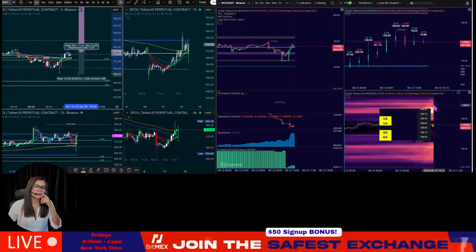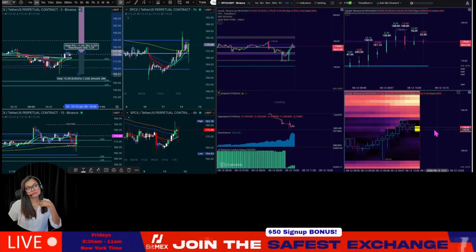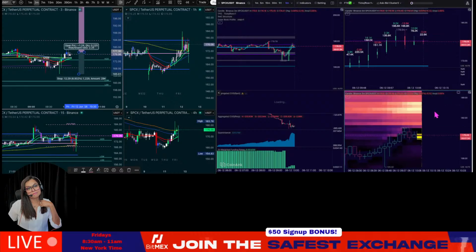Look at all that liquidity. All these guys that went short are all the way up here, between 183 and 187. And so they're just waiting there, right up here.